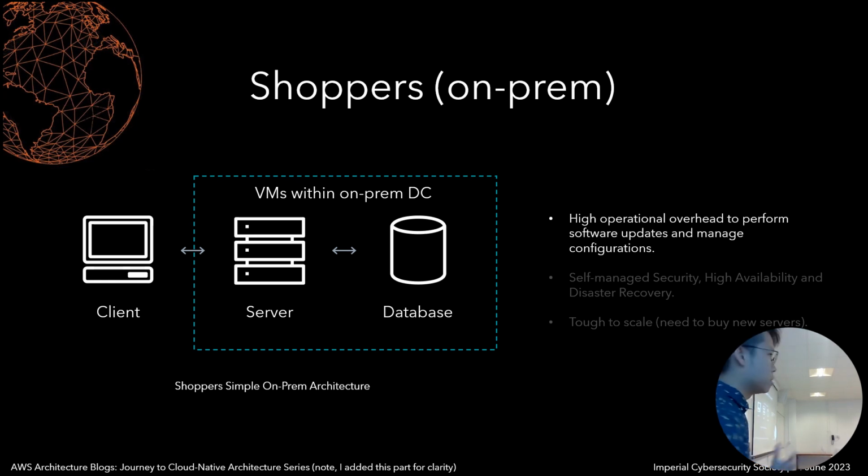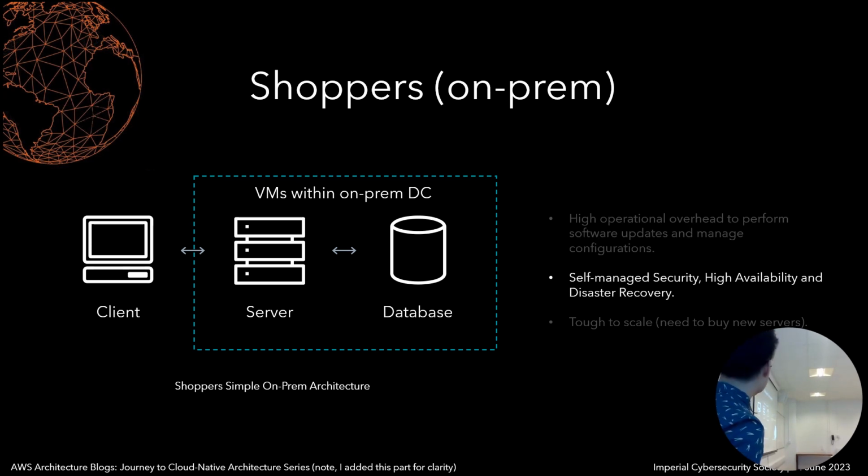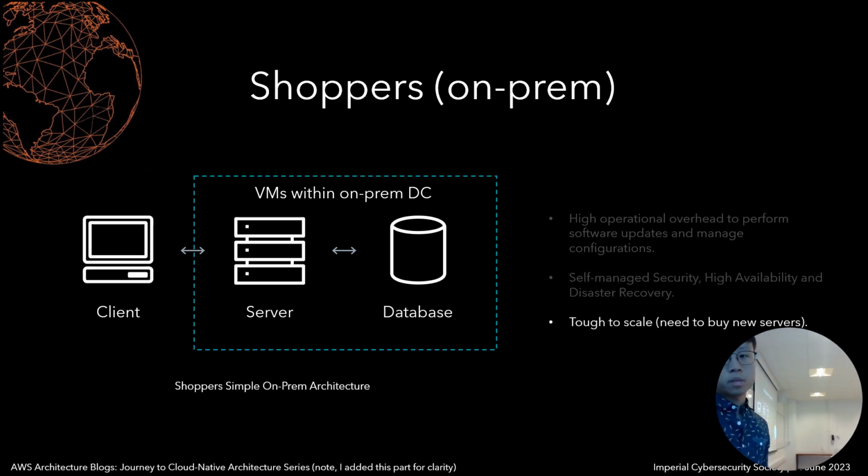And as previously mentioned, there is a lot of overhead. We need to self-manage our security. And lastly, self-manage our high availability and disaster recovery as well. And lastly, it's very tough to scale. So if you want to scale, you need to buy new servers. So understanding this on-prem architecture, we will now start to migrate it to the cloud.